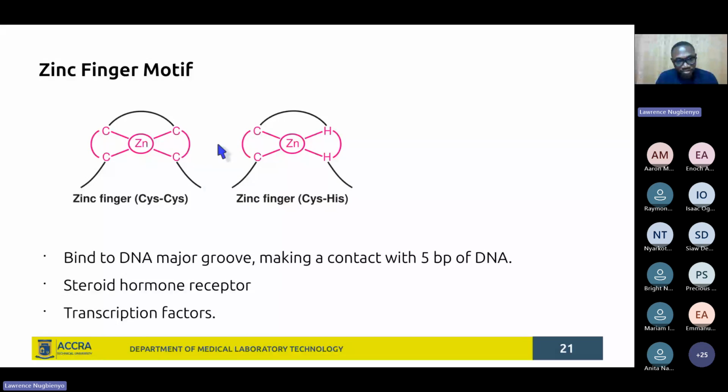And you also have the same thing. So you can have, on both sides, cysteine, two of them having that disulfide bridge between them.